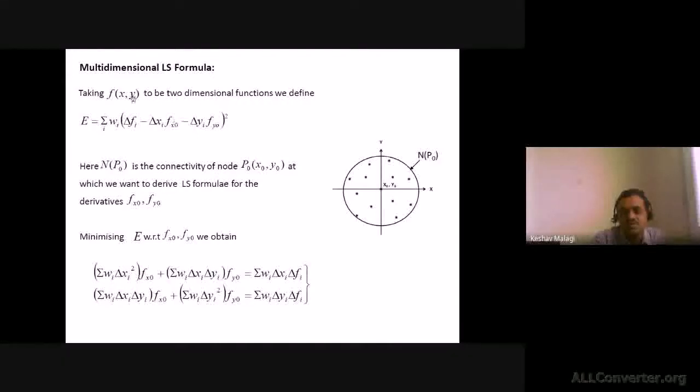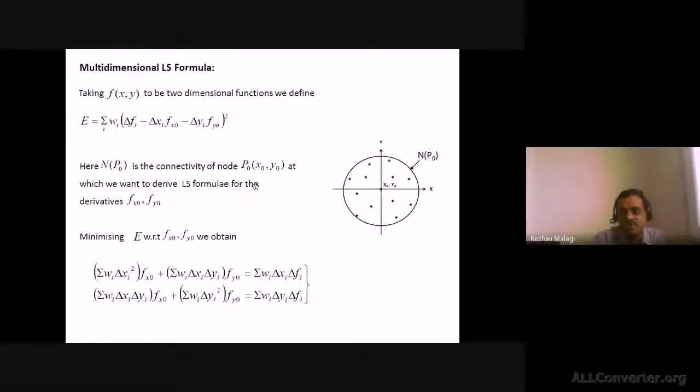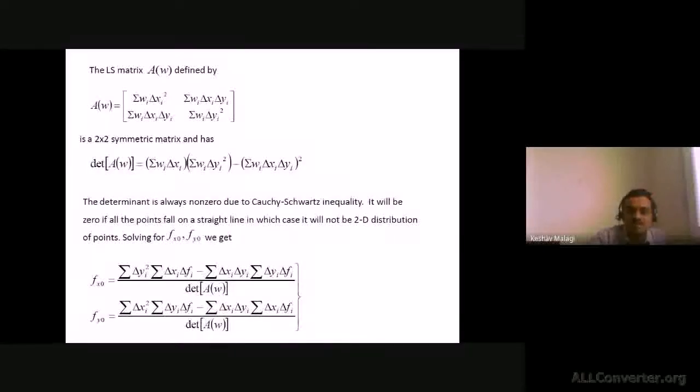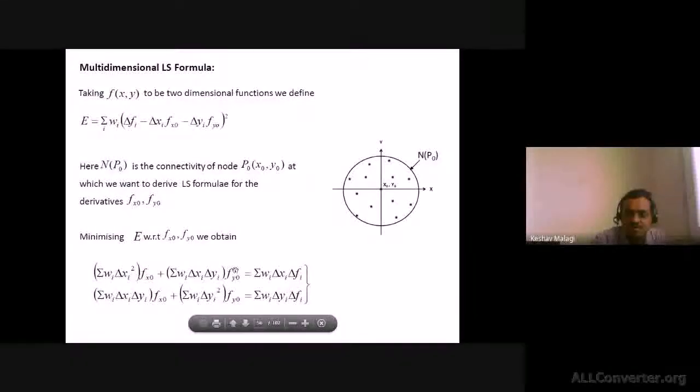So you define E for all the points around here with some weights, and we define it using this Taylor series. NP naught is the connectivity here, and you want to evaluate fx naught, fy naught. So minimize this E with respect to fx naught and fy naught. So you will obtain two equations like this, where fx naught and fy naught have to be solved for. So we can write that in a matrix form. This particular thing has been written in matrix form. Fx naught, fy naught are column vectors here, and these four coefficients appear as matrix A. So it is Ax equal to B form.